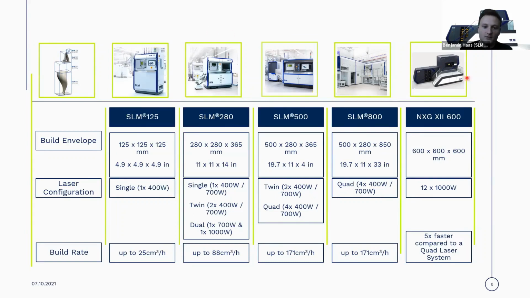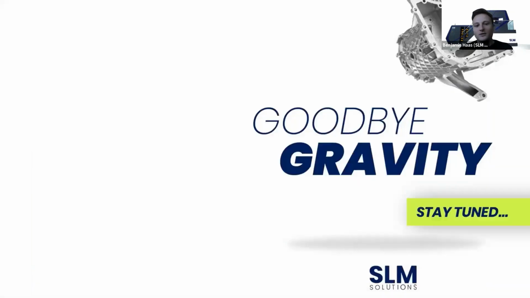And of course, our latest addition to the portfolio, the NXG 12600, build envelope 600 by 600 by 600 millimeters cubed. As I said, 12 lasers. Each of those lasers has a 1 kilowatt laser power, and we're up to 5 times faster compared to a quad laser system. And of course, we do have that larger build envelope. But today, I don't want to talk about machines, unfortunately, but rather a really cool technology, which is FreeFloat.